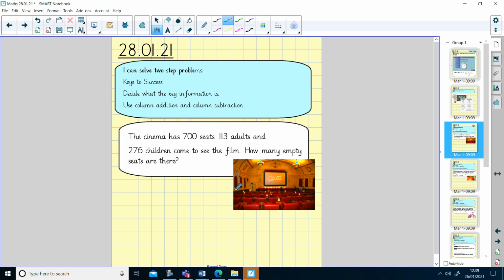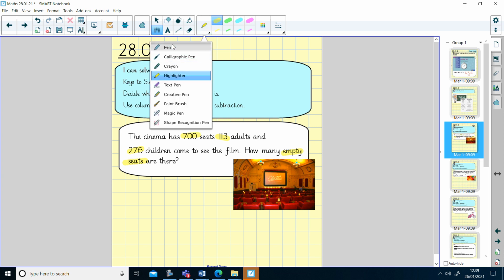So, key information. 700 is a key piece of information. 113 is key. 276 is key. And how many empty seats are there? It doesn't matter if it's a cinema, a football stadium, a theatre. It doesn't matter. It's those numbers that are key bits of information.